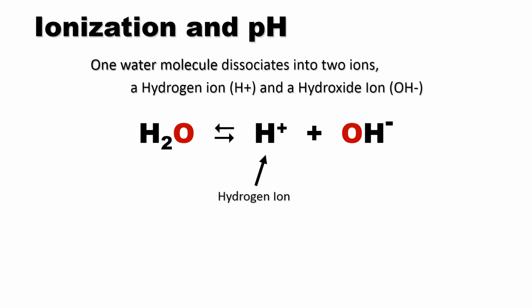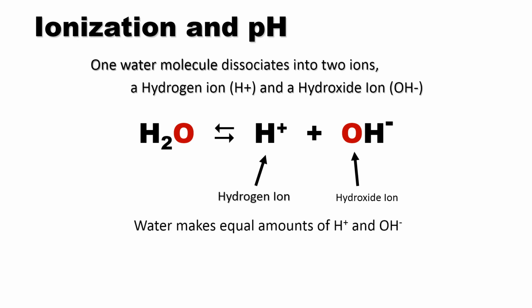Right, that hydrogen ion is basically a proton and a neutron. It doesn't have an electron. When it broke apart, oxygen, because it's such an electron hog, took its electron with it. And so now that hydroxide ion has an extra electron, where that hydrogen ion is missing an electron. Because water makes equal amounts of hydrogen and hydroxide ions, sometimes called hydronium or hydroxyl.